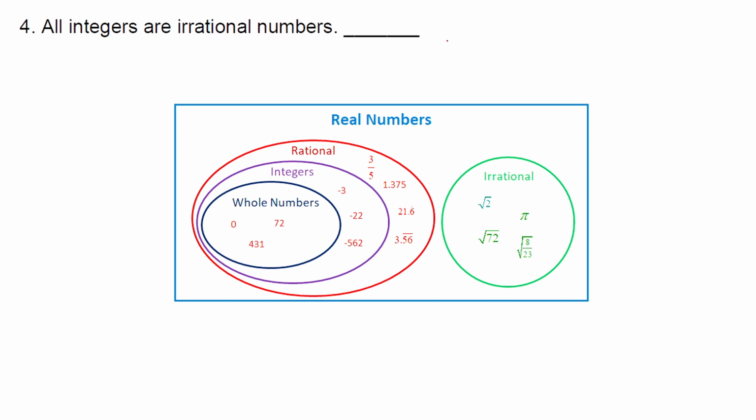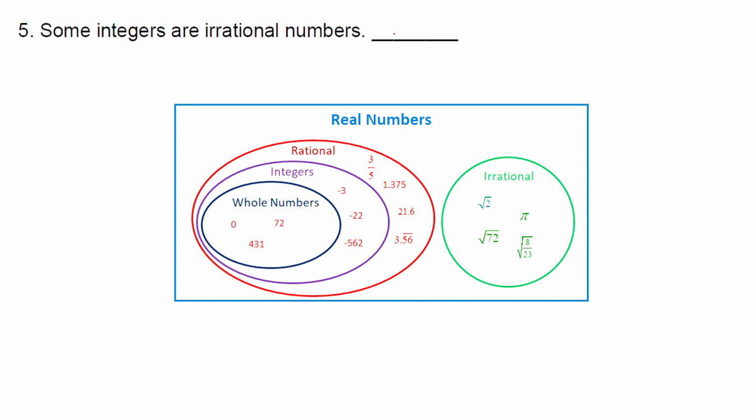All integers are irrational numbers. Where's our integer? Here, the purple circle. And then the irrational numbers are here. They never coincide. They never relate with each other. That's why integers can never be irrational numbers. They never intersect. Integers are part of the rational numbers. That's why this one is false.